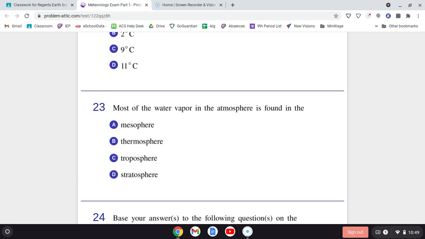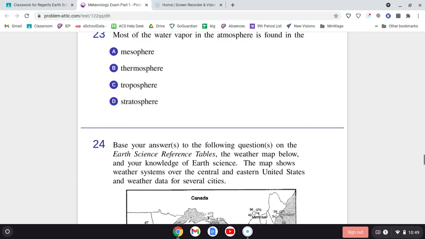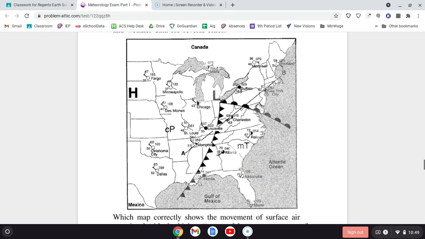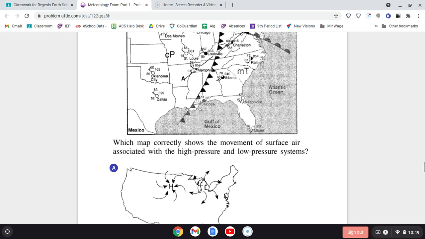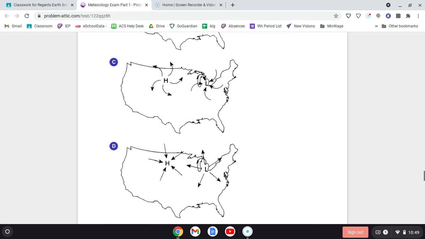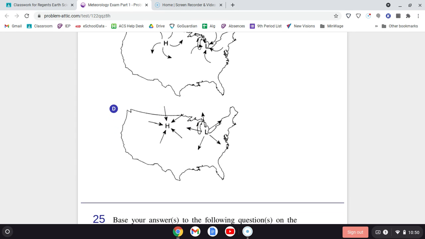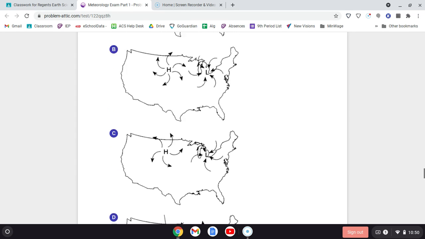Number 24. The map shows the weather systems over the central and eastern United States and weather data for several cities. Okay, we've seen this. Which map correctly shows the movement of surface air associated with a high pressure and a low pressure? There again, you need to know which direction high pressure and low pressure go in. What do they do? So which one can we absolutely get rid of? D. D and C. Perfect.